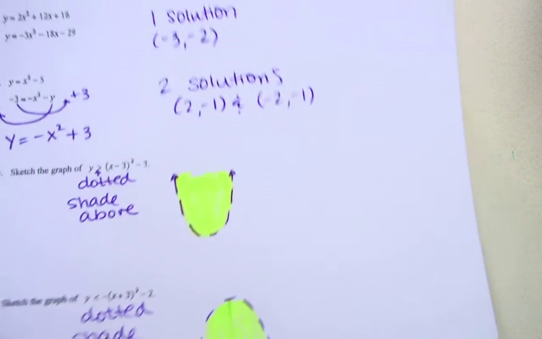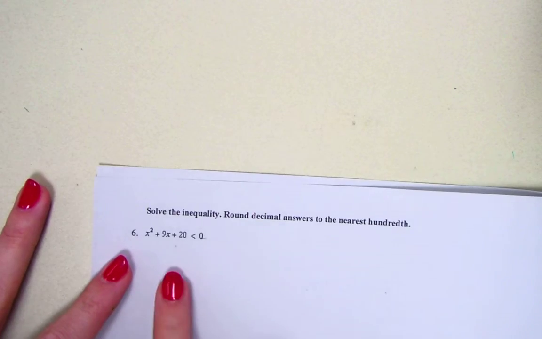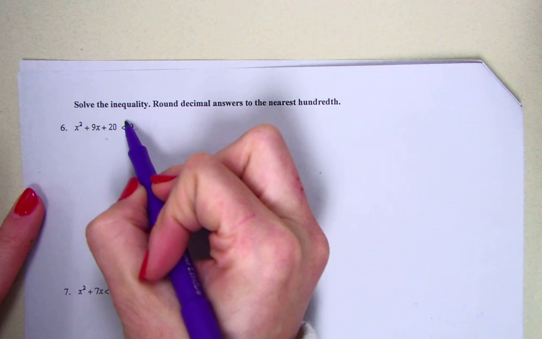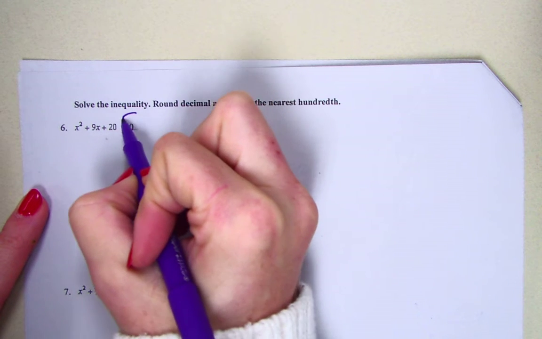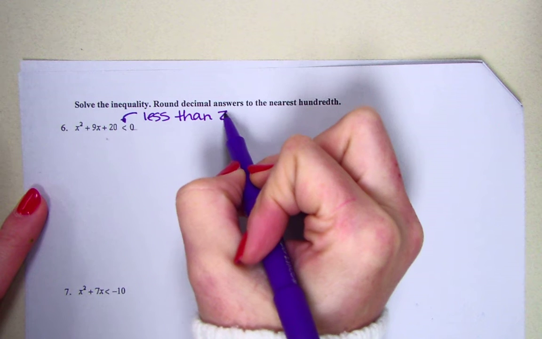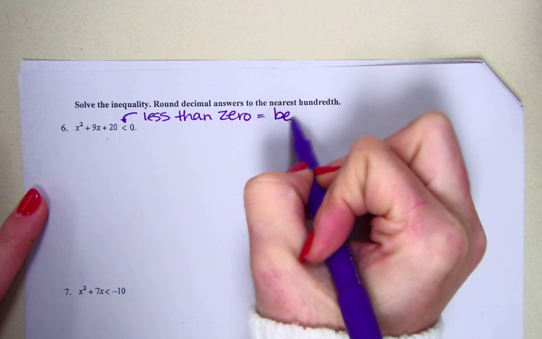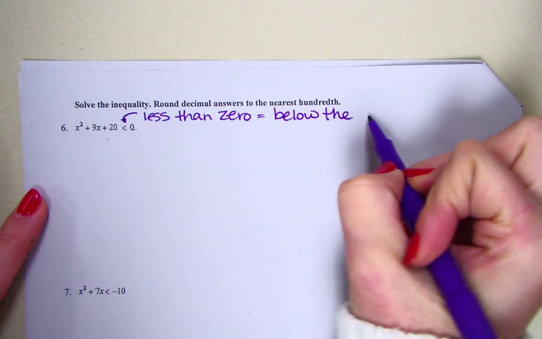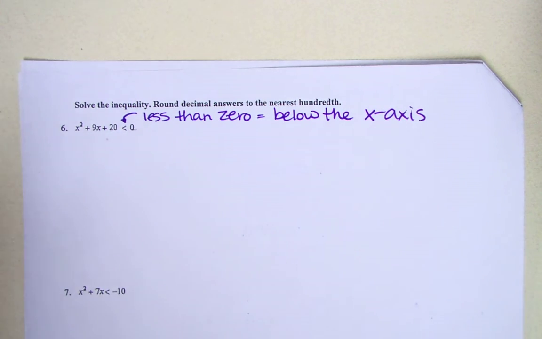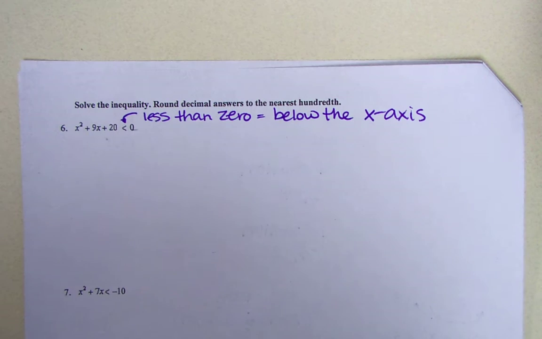The next few problems are also from last class, from our 3.7. They want us to solve this inequality. They want to know, where is this inequality, x² plus 9x plus 20, less than 0? Less than 0, which is below the x-axis. That would be like number 12 in the notes.